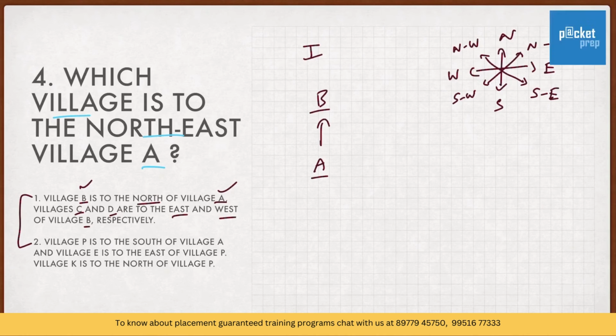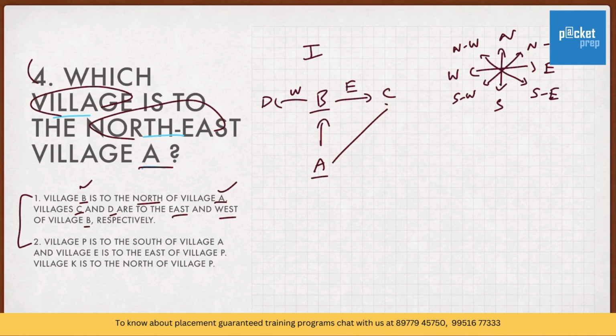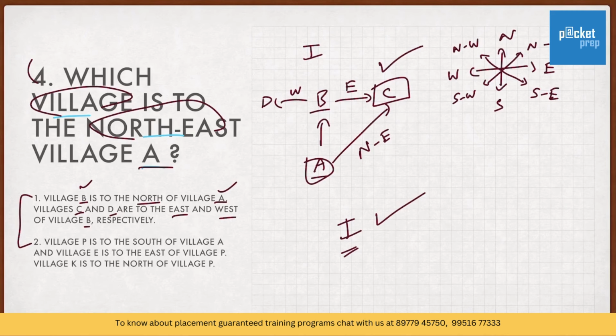So village B is to the north of village A in the north direction, and villages C and D are to the east and west of village B. So towards the east it is village C, and towards the west it is village D. Now according to the question, which village is to the northeast of village A? So northeast in this direction, and the village which lies to the northeast of village A is none other than C. Therefore, statement 1 alone is sufficient to answer the given question. This is how you solve the data sufficiency questions. Hope you had understood this.